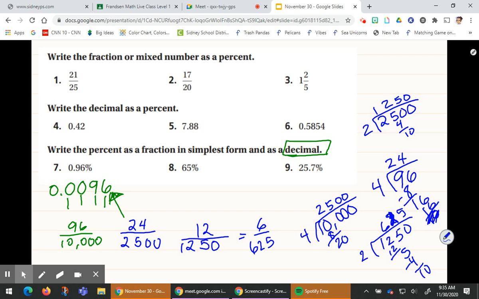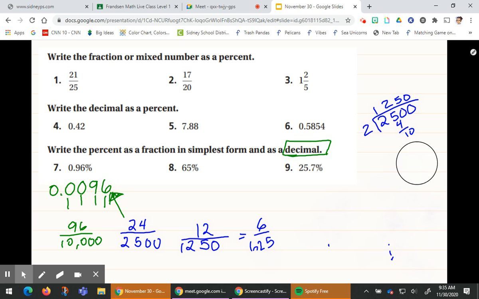$6.25. Which can be, again, no. Then we're done. 6 will not go into 625. 6 plus 2 is 8, and 8 plus 5 is how much? 13. So not only is it not divisible by 2, it is also not divisible by 3 or 6. Okay?